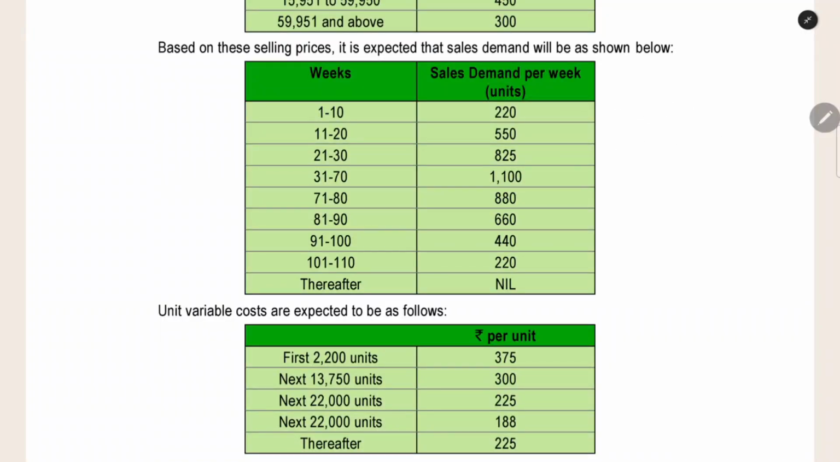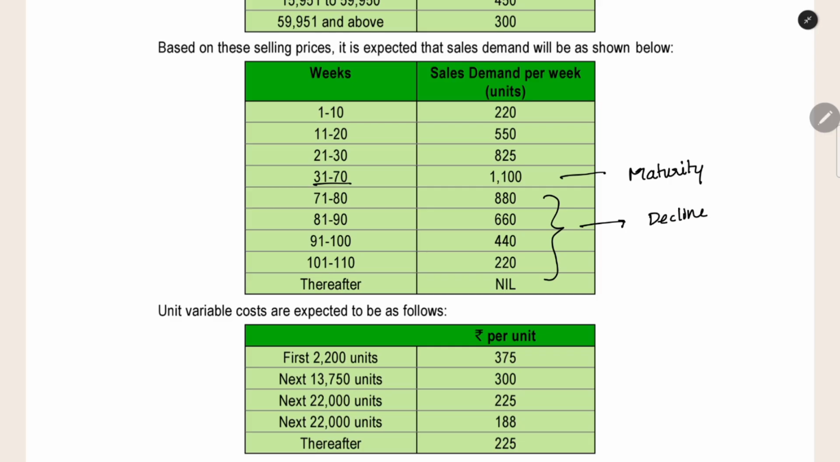For that, what we can do is that the sales demand per week is at its peak, where 1,100 is the highest sales demand per week. It is coming under 31 to 70 weeks. So this should be the maturity stage, where the sales demand will be at a peak. After that, the sales demand is declining. You can see the decline in the sales demand. So this is coming under the decline stage.